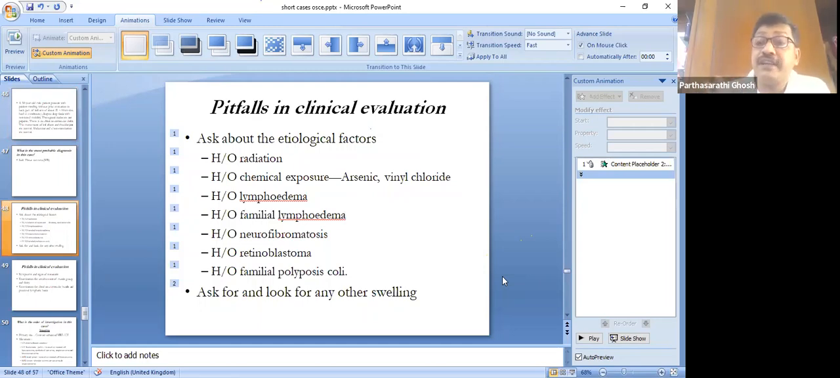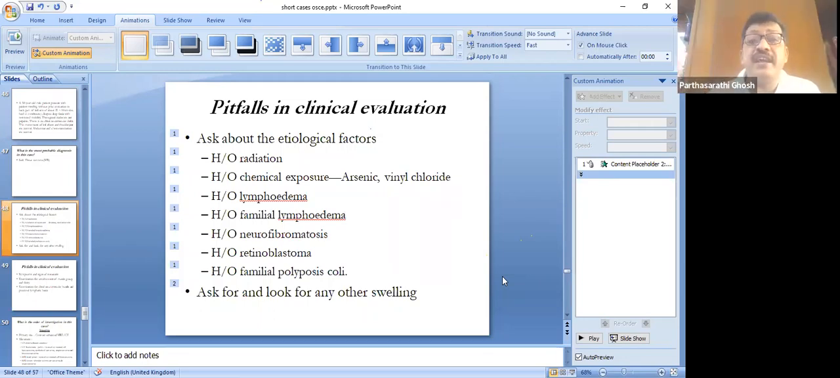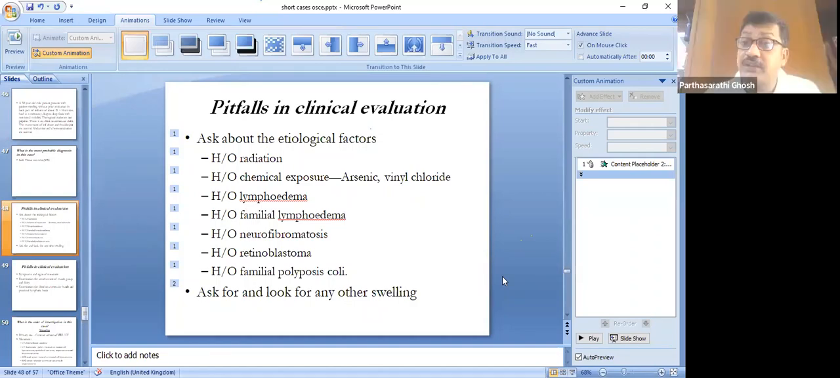There are some pitfalls in the clinical evaluation, in history taking and examination. You have to ask whether any etiological factor is present in soft tissue sarcoma, like a history of radiation, any chemical exposure, whether he's working in a factory, any lymphedema. Suppose the patient has a history of axillary dissection, neurofibromatosis, von Recklinghausen disease, they are more prone. History of retinoblastoma operation in childhood, and of course, familial polyposis coli. These are the things that you must try to incorporate in your history.